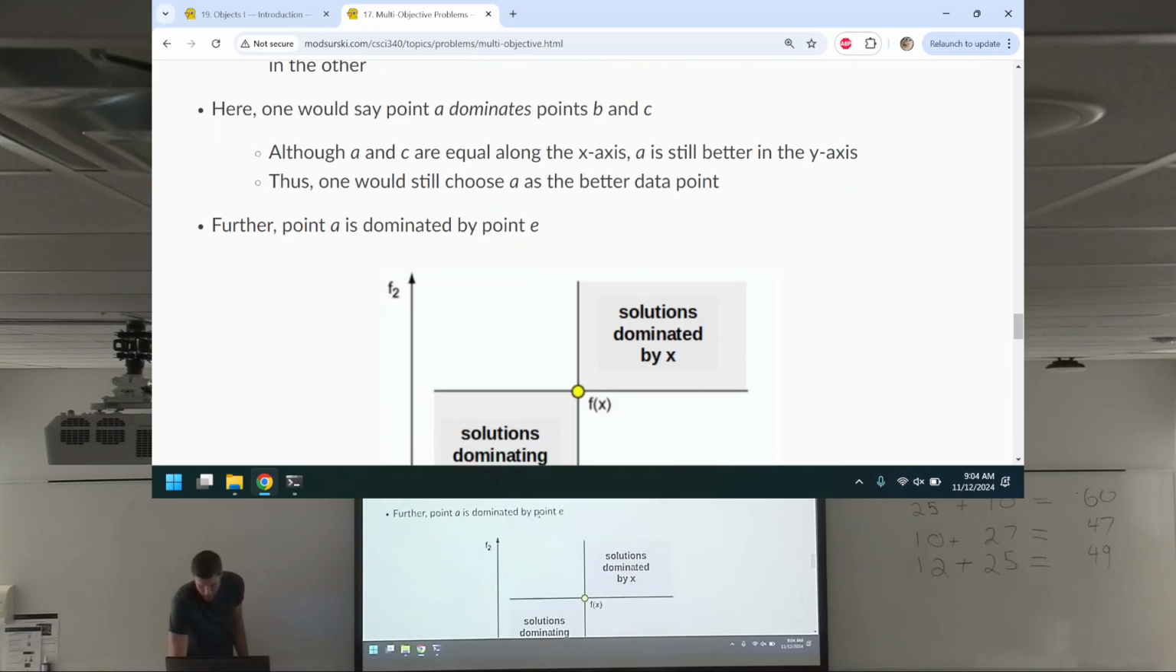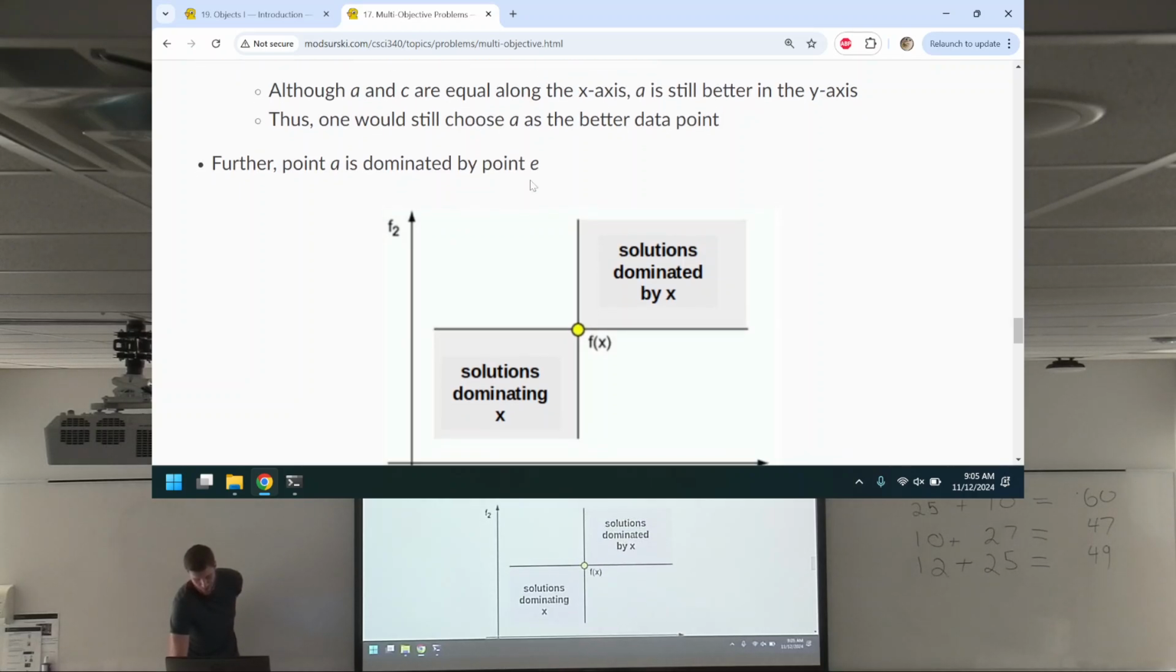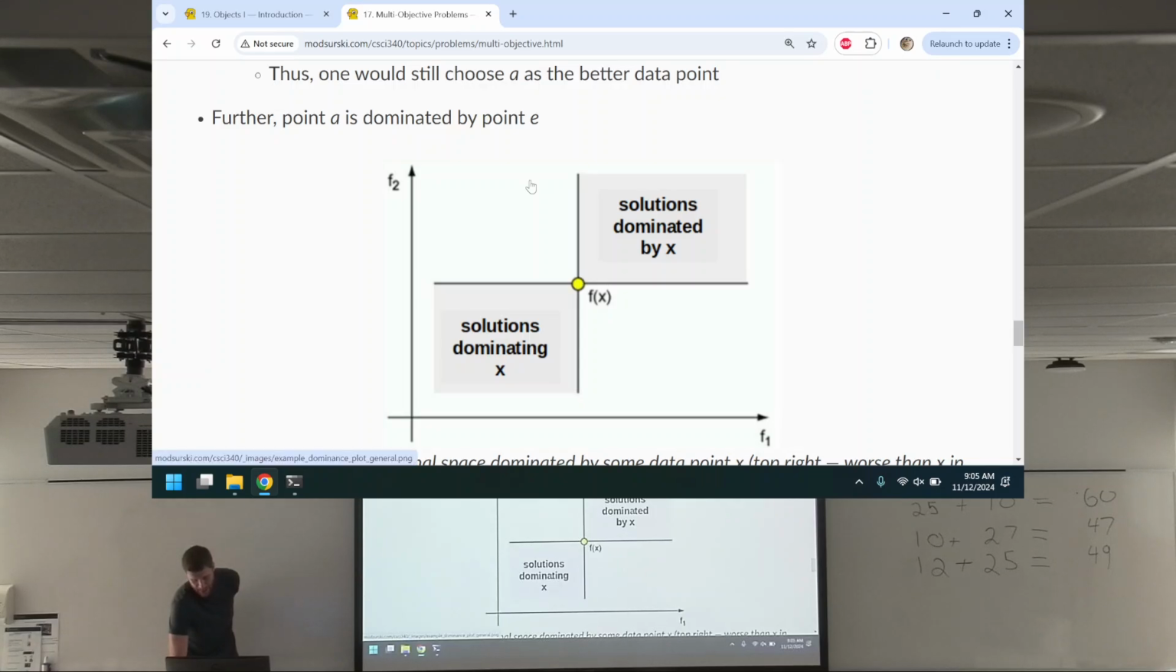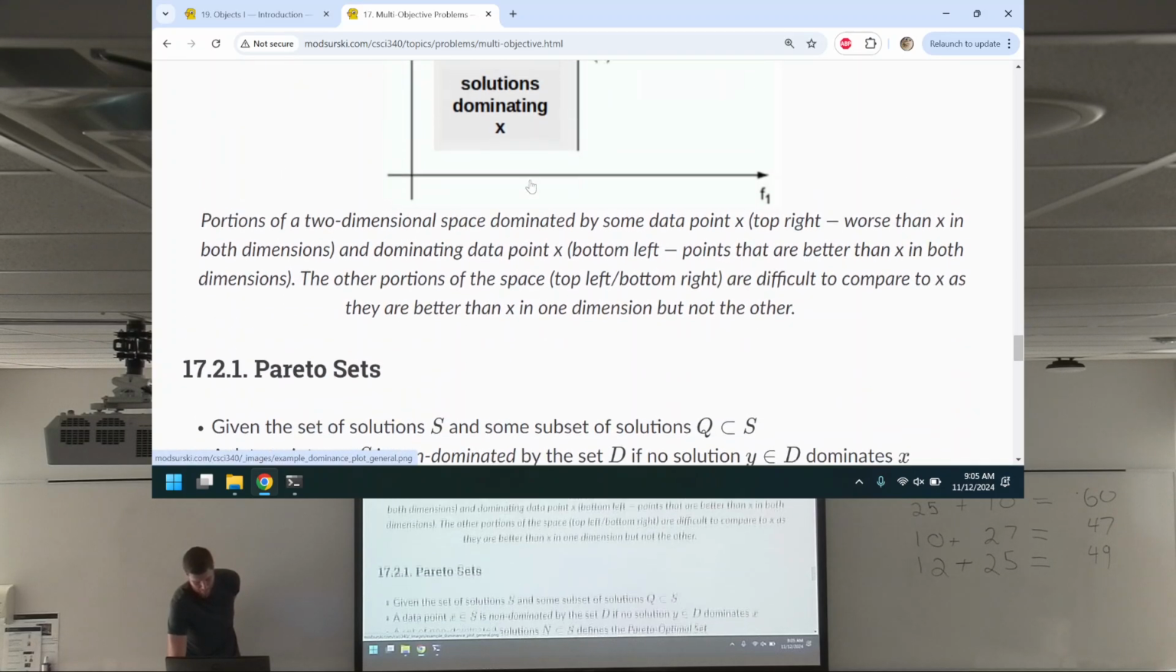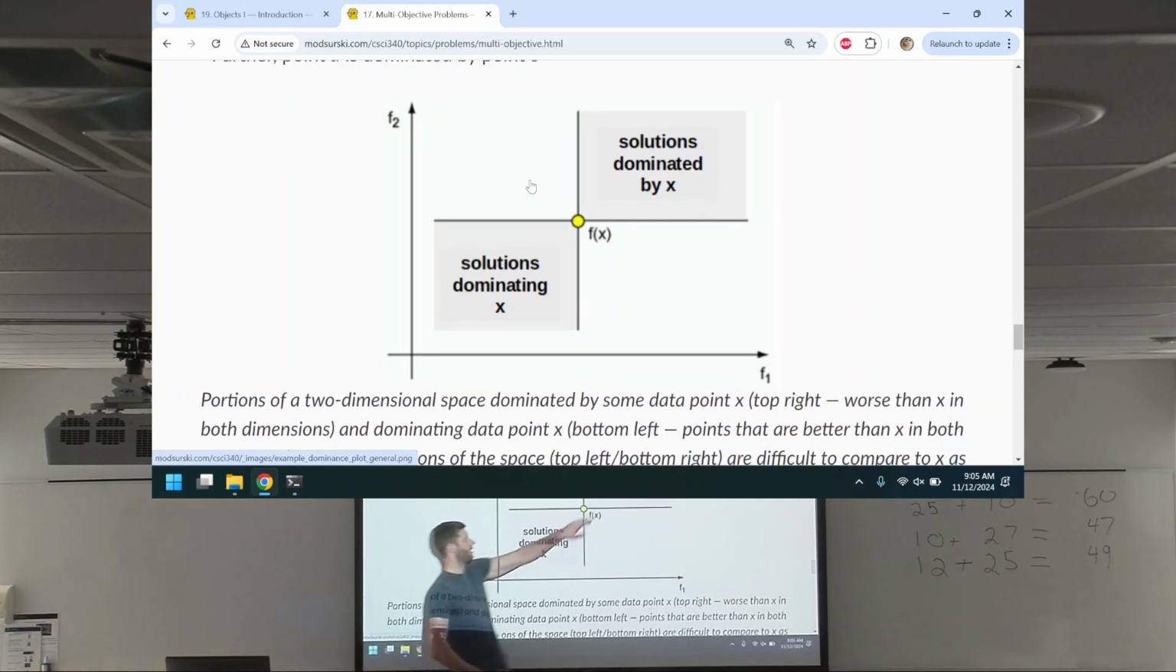So here, one would say that point A dominates both B and C. Although A and C are equal along the x-axis, A is still better on the y. Thus, one would still choose A. Further, point A is dominated by point E. So if we're looking at A, everything up here is dominated. Everything down here is dominating.